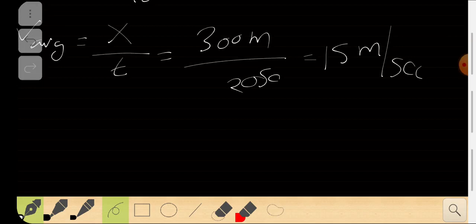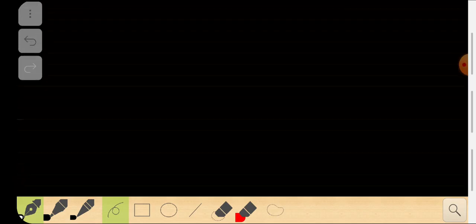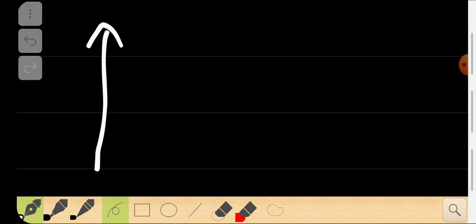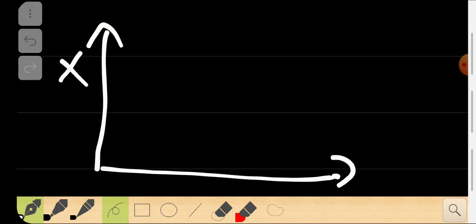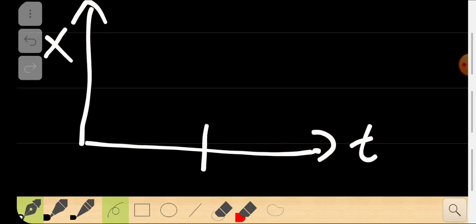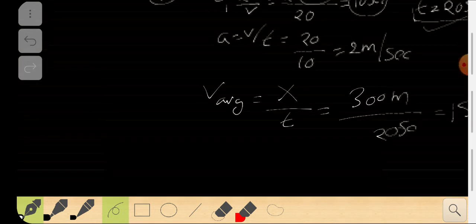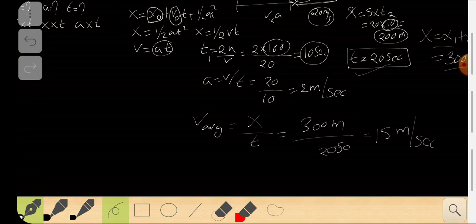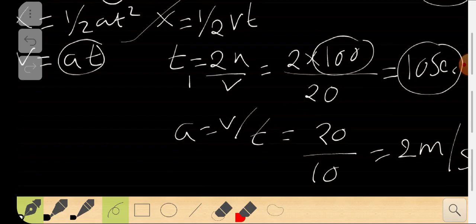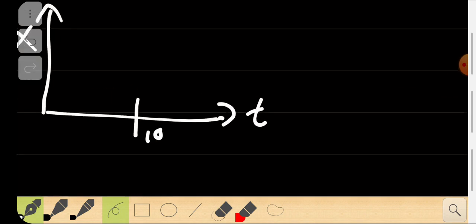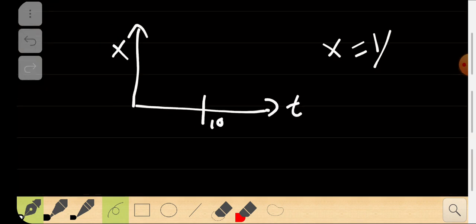Now the last thing that we need to do is just plot the graph, right? Plot the position versus time graph. Now if you look closely, you will find the x versus time. So in the first 10 seconds, the position is changing, right? So x is equal to, if you look back into the equation, you will find that x equal to half at square, right? Half at square. So it will be some kind of a function of t square. So x equal to half at square.